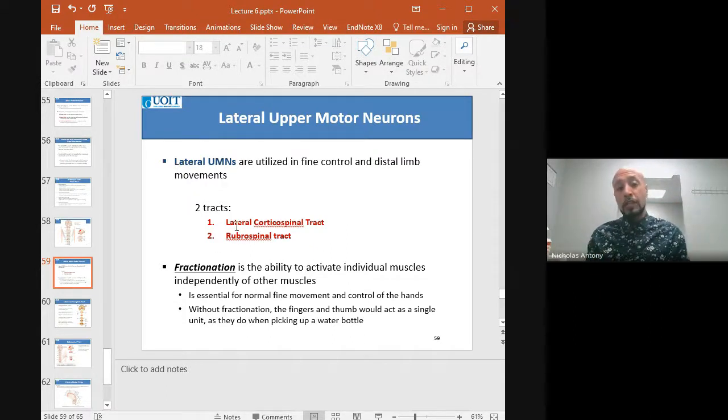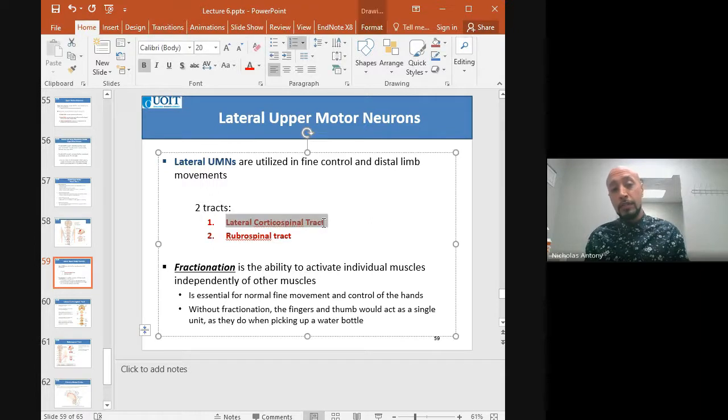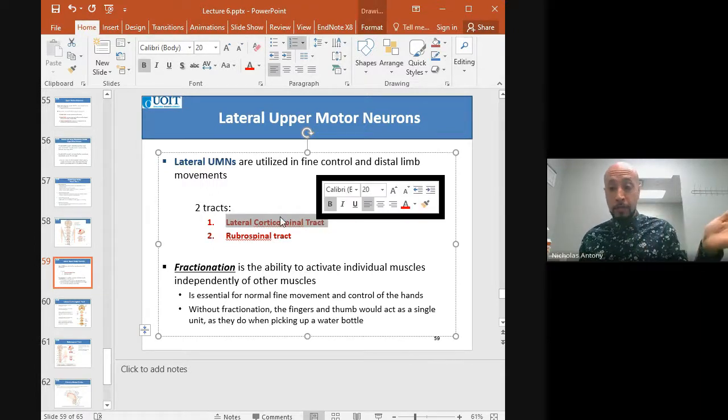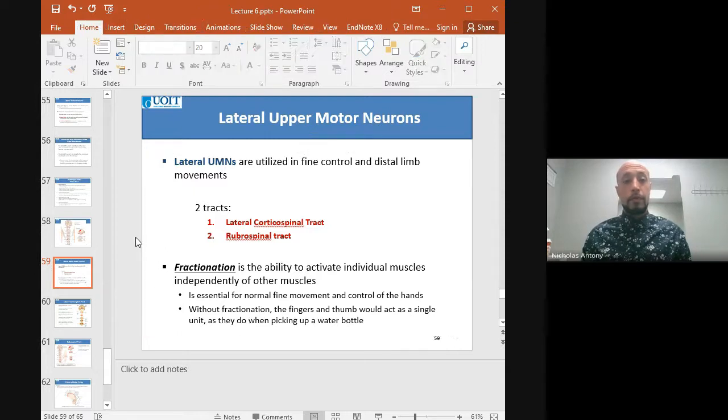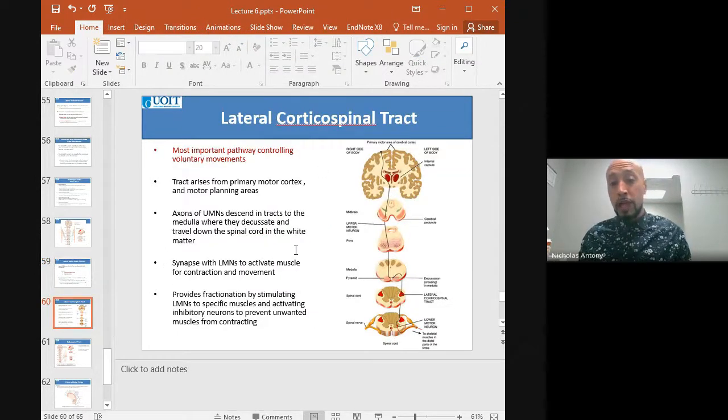There's 2 tracts. There's the lateral corticospinal tract. So the medial corticospinal tract from the last slide is conscious control of our postural muscles. The lateral corticospinal tract is for fine control of our fine muscles, or the rest of our body. The lateral corticospinal tract originates from the primary motor cortex.